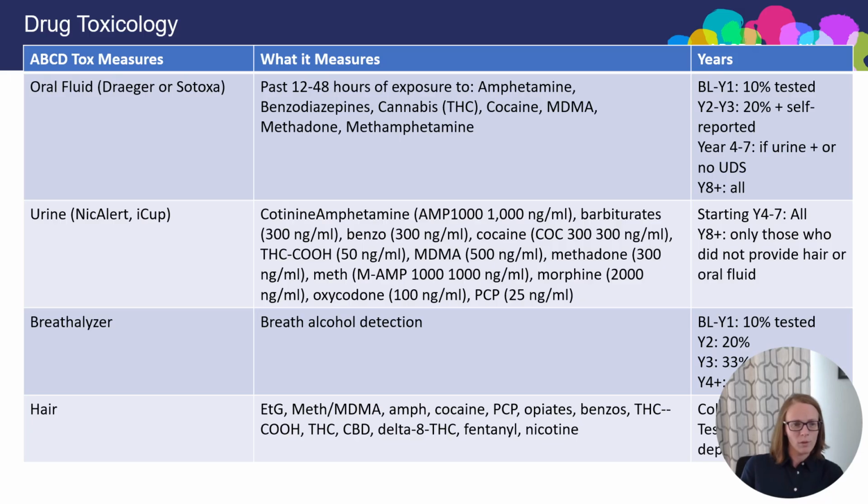Starting in year 4, we started to do urine tests, or urine drug screens. This was, again, trying to balance burden and expense while testing everyone we possibly can. In years 4 through 7, we did test all participants using urine. In year 8, we changed it, so we only test those who did not provide hair or oral fluid. That's because oral fluid gives us a very short window of detection, that 12 to 48 hours, whereas hair gives us a 3-month window of detection.